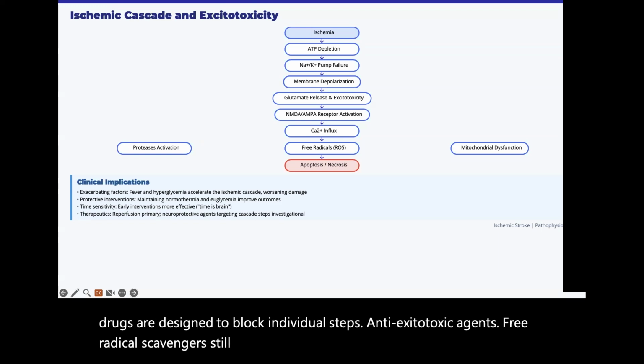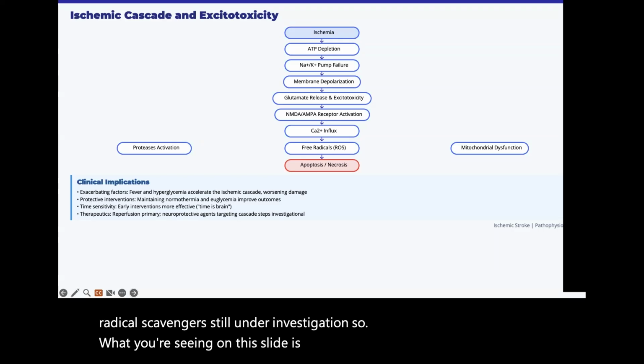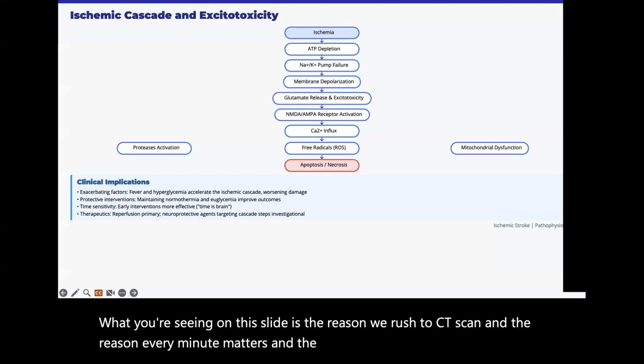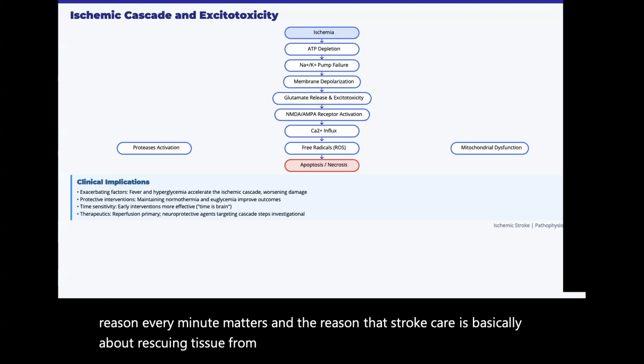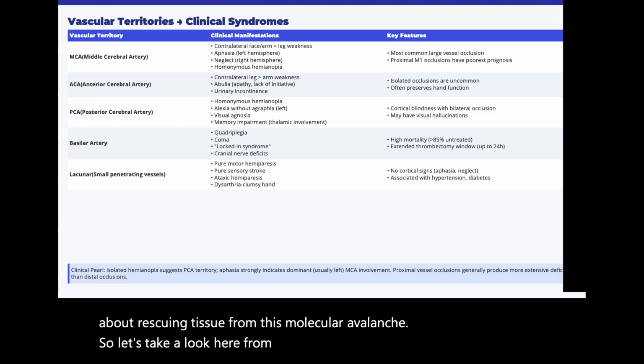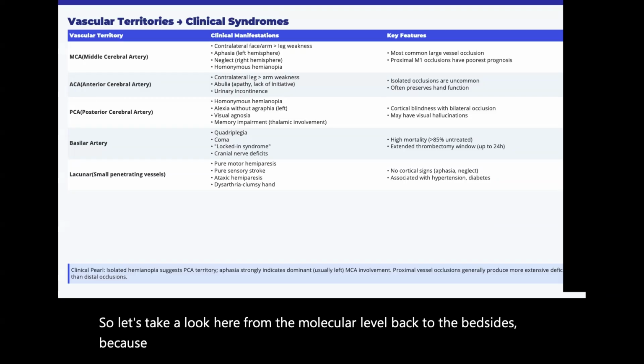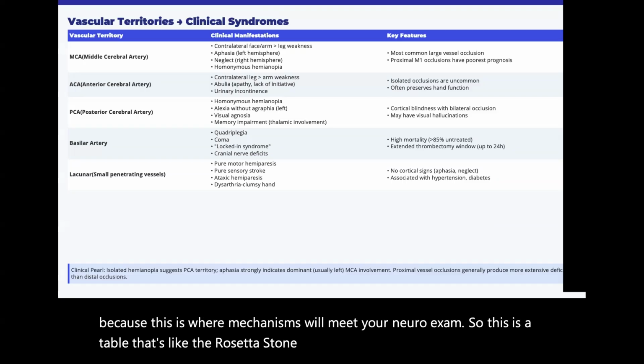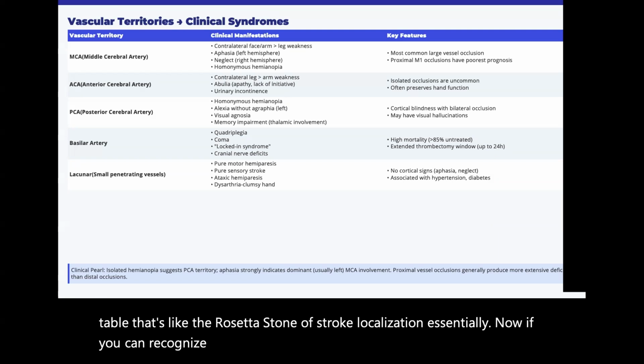So what you're seeing on this slide is the reason we rush to CT scan and the reason every minute matters. And the reason that stroke care is basically about rescuing tissue from this molecular avalanche. So let's take a look here from the molecular level back to the bedside, because this is where mechanisms will meet your neuro exam. This is a table that's like the Rosetta Stone of stroke localization, essentially. Now, if you can recognize these patterns quickly, you will hopefully never miss a large vessel stroke.